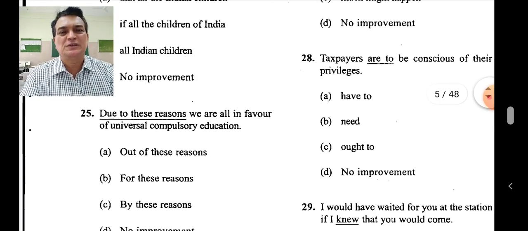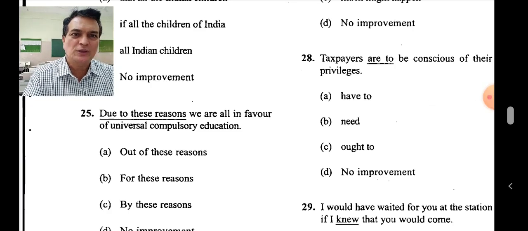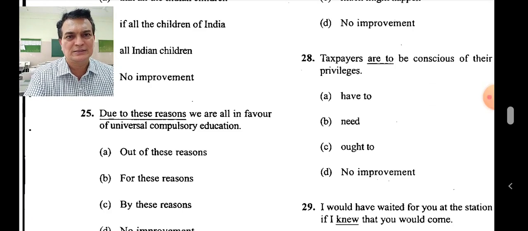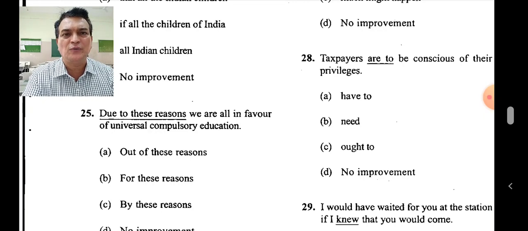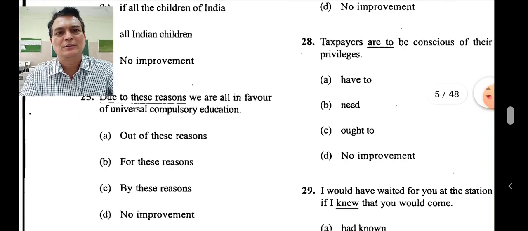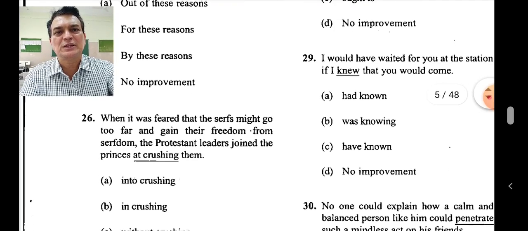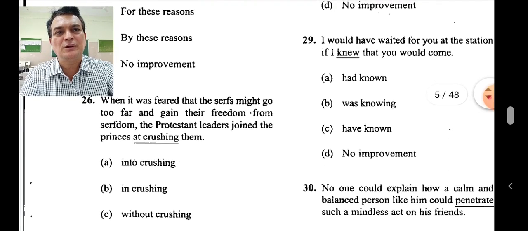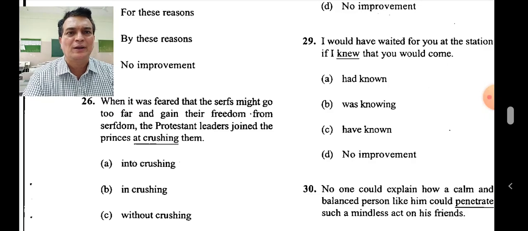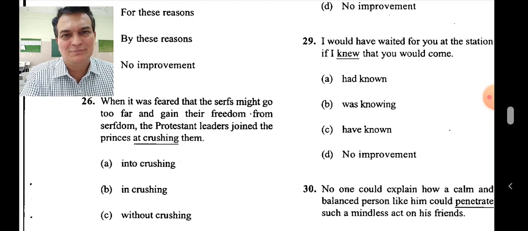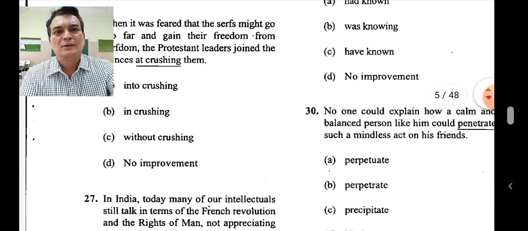Now, due to these reasons, so for these reasons, that is the right answer. For these reasons, we are all in favor of universal compulsory education. Question number 26. When it was feared that the serfs might go too far and gain their freedom from serfdom, the Protestant leaders joined the princes in crushing them. What will be the preposition? In crushing them.